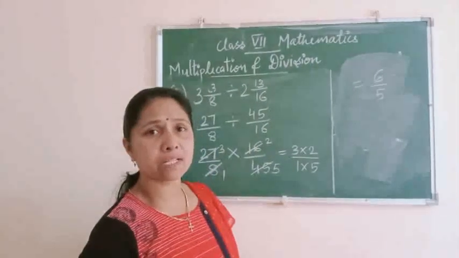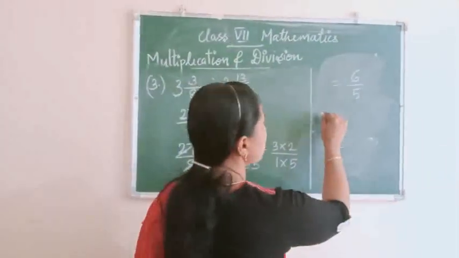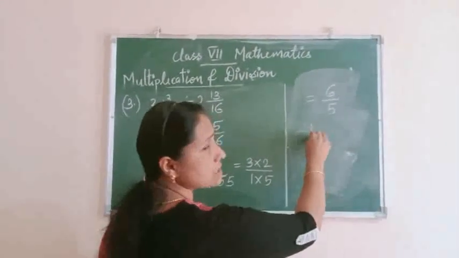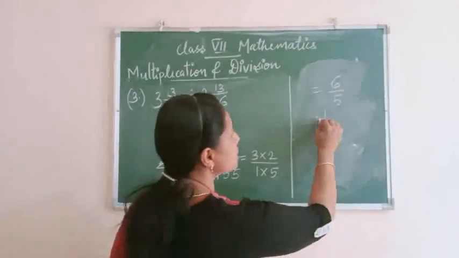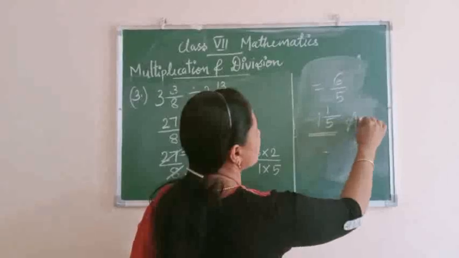It is an improper fraction. So you have to convert this into a mixed fraction. So after converting this into a mixed fraction, 6 divided by 5. 1 is the quotient and 1 will be the remainder. So the remainder 1 we take as the numerator and the denominator will be 5 only. So your answer is 1 1 upon 5.